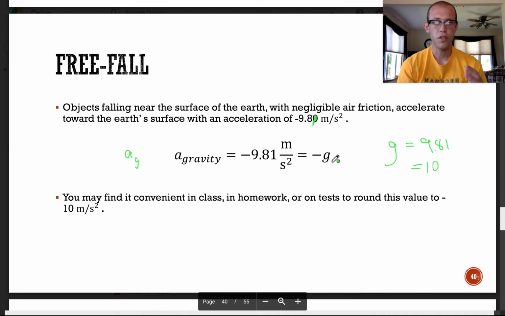Our problems that we're going to do in this class are not going to make or break the universe. It's not going to be some huge scientific discovery. We're not putting people on the moon where those little details matter. So 10 is completely fine for having an approximate answer to gravity.